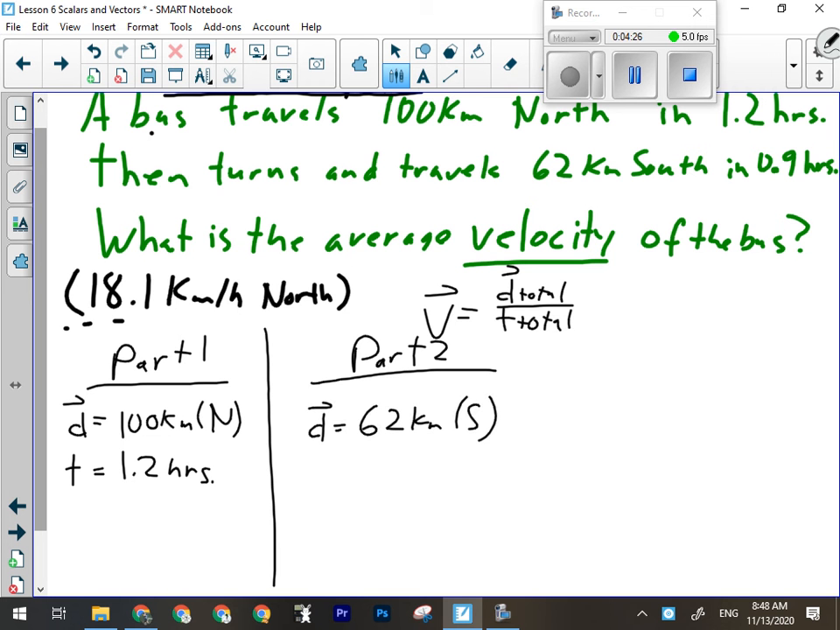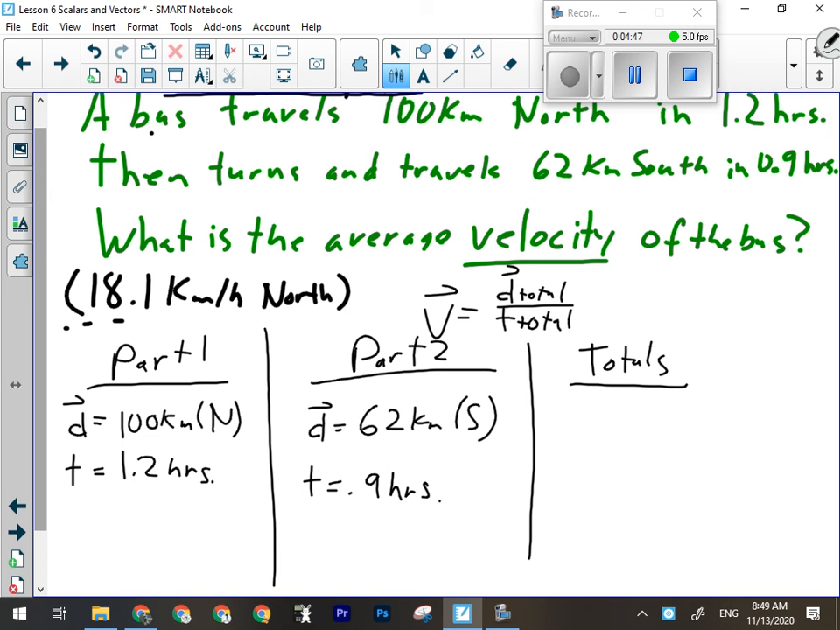Okay, and that takes 0.9 hours. All right, so one of these is more of the trip than the other. Agreed? Like part 1 is far more of the trip than part 2 is. All right, now that I've got my givens written down, I'm going to have my totals.